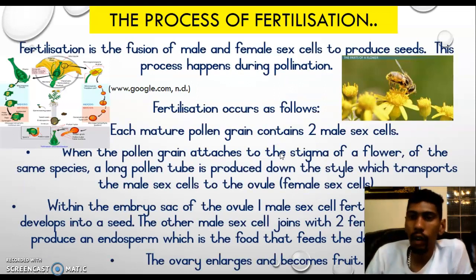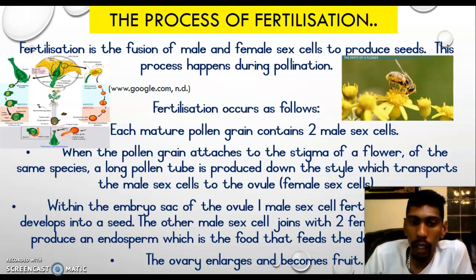So, the process of fertilization. Fertilization is the fusion of a male and female sex cell to produce seeds. This process happens during pollination. Fertilization occurs as follows. Each mature pollen grain contains two male sex cells.